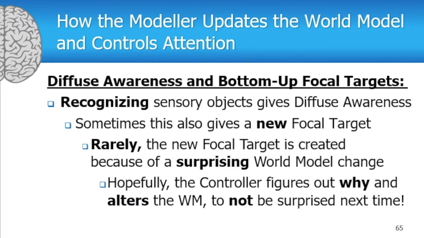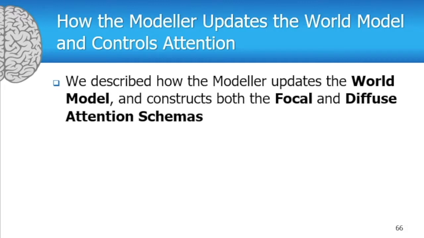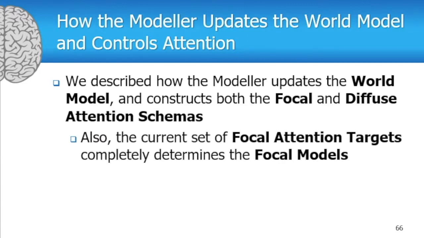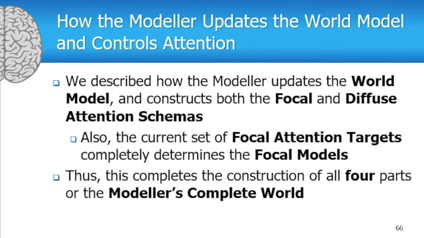This is a very short summary of the very complex process the modeler uses to control and direct attention. We have described how the modeler updates the world model and constructs both the focal and diffuse attention schemas. The final model in the complete world that we have to update is the focal model. This is relatively straightforward. The current set of focal attention targets completely determines the focal model. Basically, the focal attention schema specifies which limited parts of the world model should be copied into the focal models. Thus, this completes the construction of all 4 parts of the modeler's complete world.